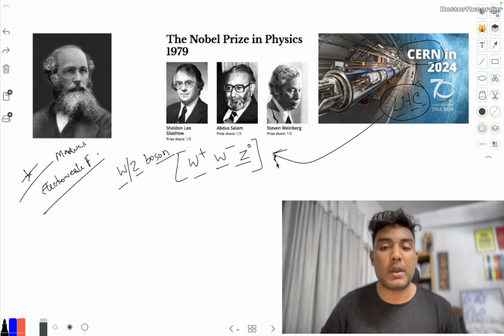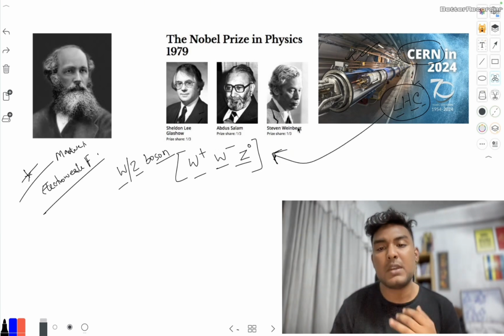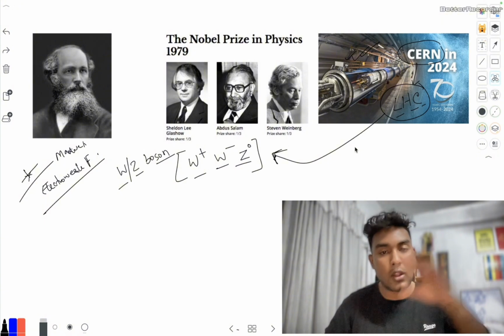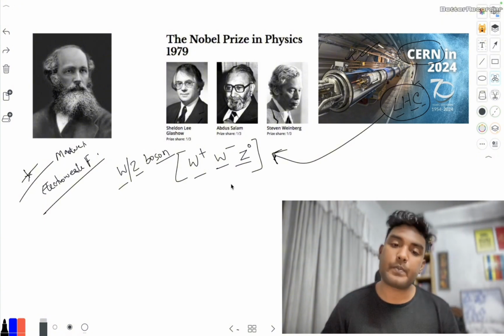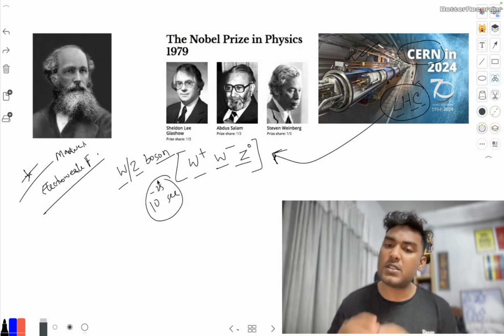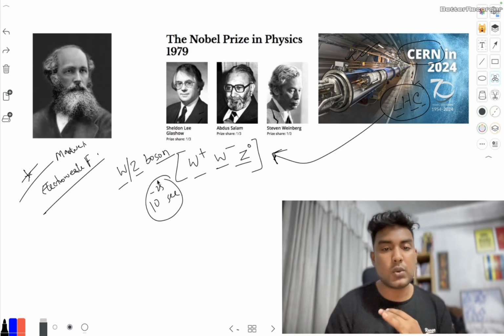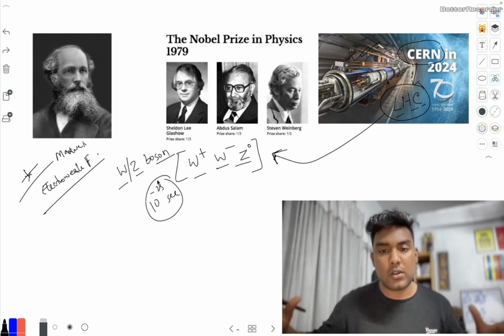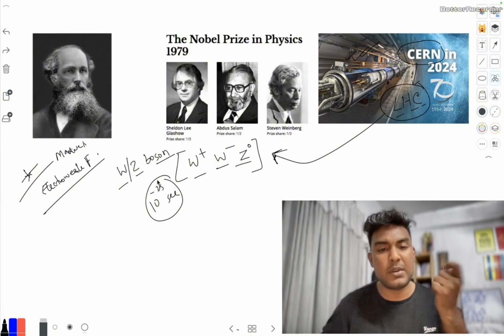invented these three subatomic particles, and their lifetime is so short that we cannot really have them for a long time. Their lifetime is approximately 10 to the power of minus 25 seconds. It's so tiny, so we cannot really get them for a longer amount of time. We just have them for a tiny moment.